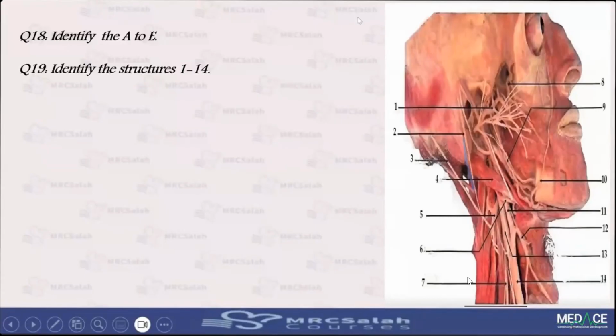7, is it the vagus? Yes, it is. It's part of the carotid sheath. And 5, is it a nerve? I can't see clearly. Yes, it is. I'm not really sure. At this level, we have the roots of the ansa cervicalis. Cervical plexus. Okay, yes.